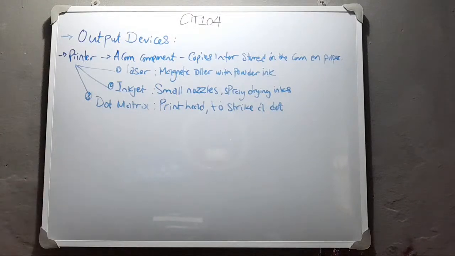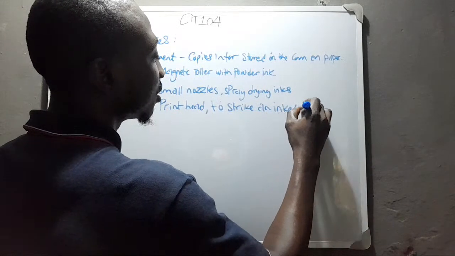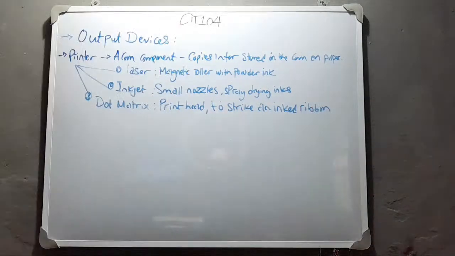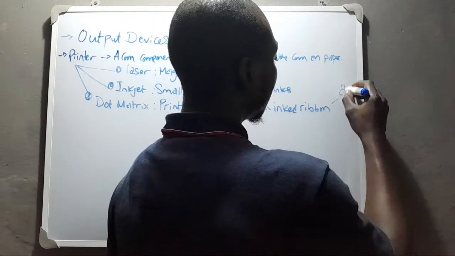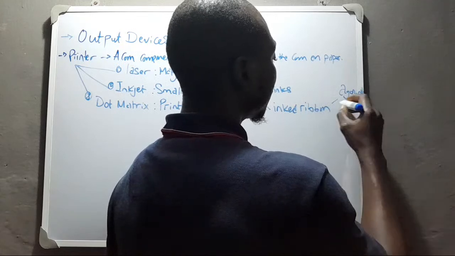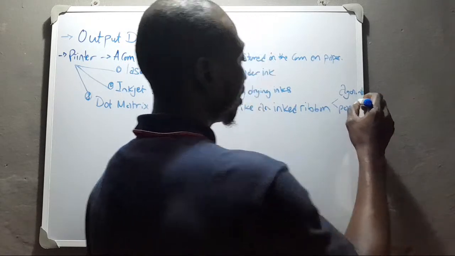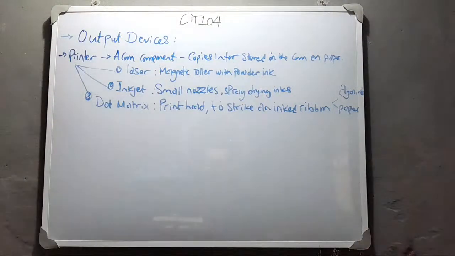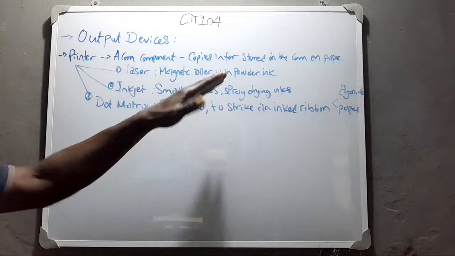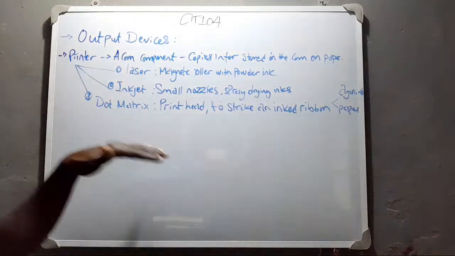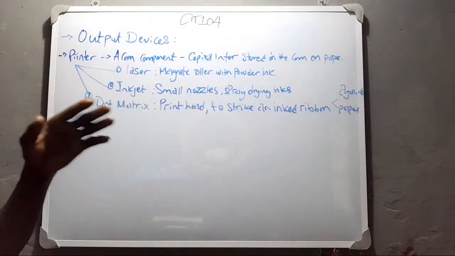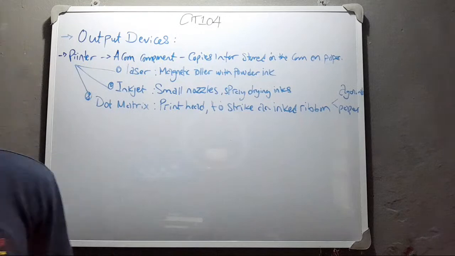Dot matrix uses a print head to strike an inked ribbon against paper. So those are the three types of printers and their keywords. The laser uses a magnetic roller, the inkjet uses small nozzles, and dot matrix uses a print head and an inked ribbon. So we have that.